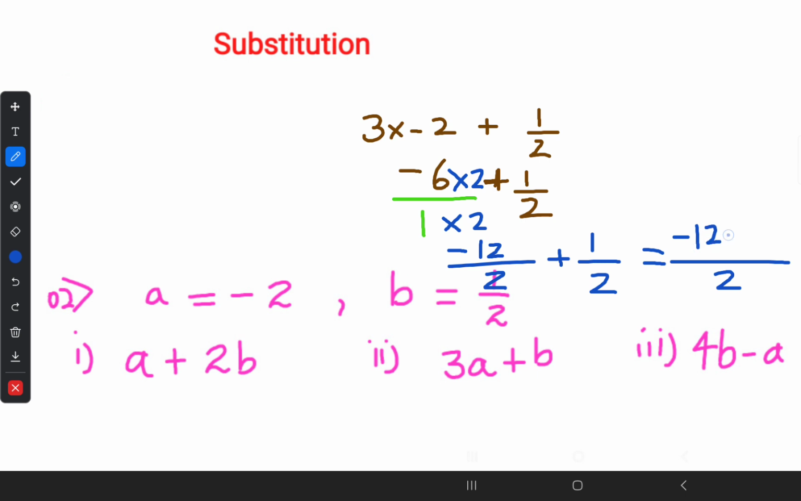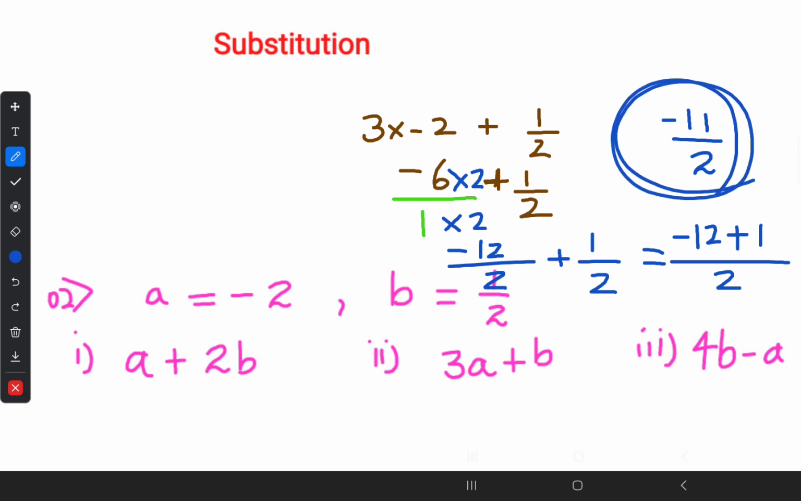Negative 12 plus 1. Negative 12 plus 1 will become negative 11 divided by 2. So you can keep your answer like this. Furthermore, if you want to convert it to a mixed fraction, it would be negative 5 and a half.